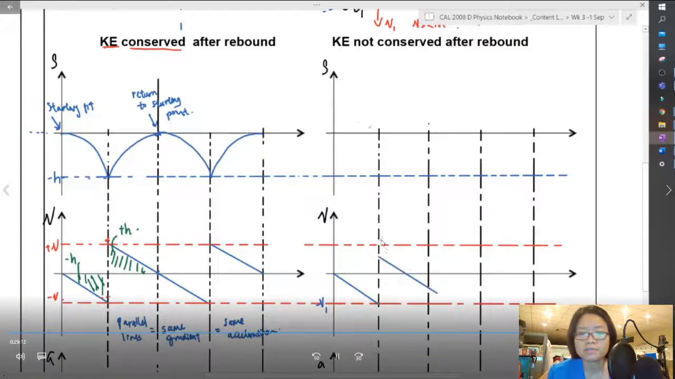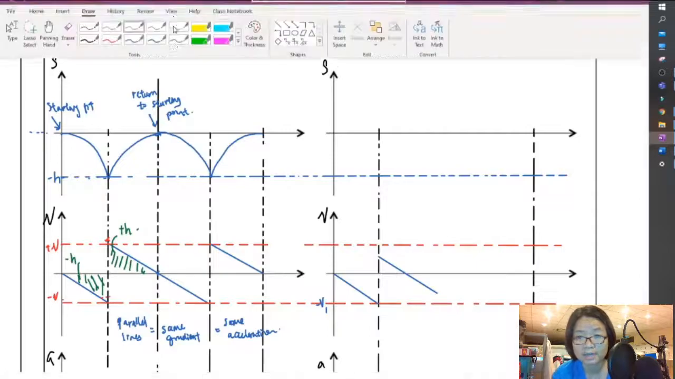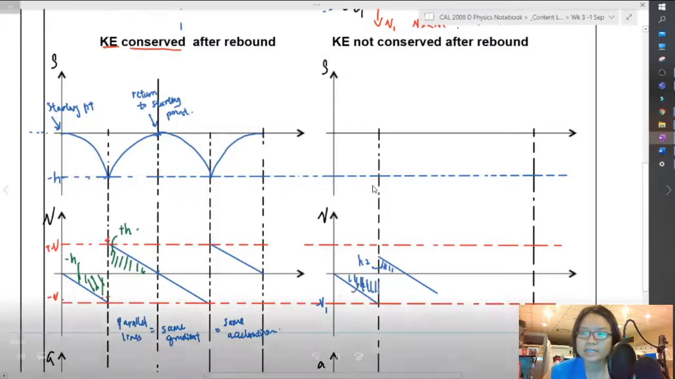So you can see here, I noticed that when you rebound, every time you reach maximum height, you will need less time. Does that make sense? At every rebound, you will need less time to reach the maximum height. So you can see I am changing the time scale all over again. Okay? So this one here, let's say this is H1.